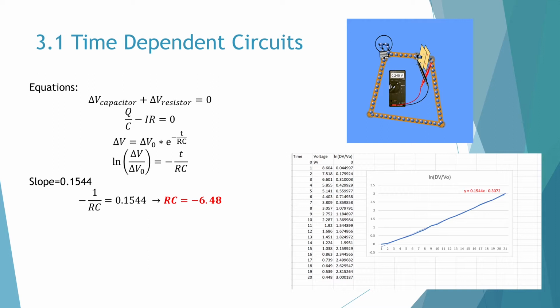So we did some algebraic manipulation, and the natural log of the voltage over the initial voltage is going to equal negative t over RC. And so we use that to calculate that the slope is going to equal negative 1 over RC. So we calculated RC was equal to negative 6.48, which is equal to what I found in the simulator.